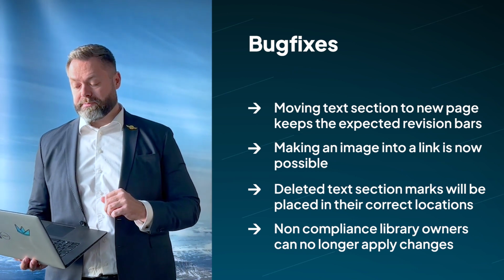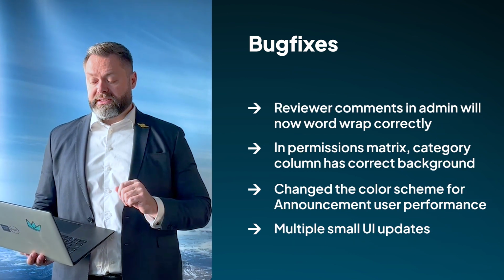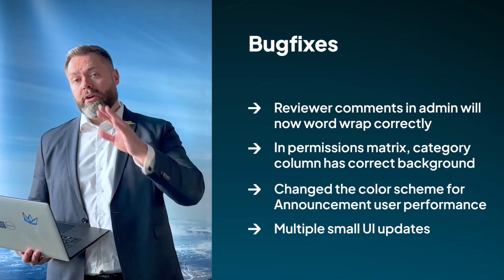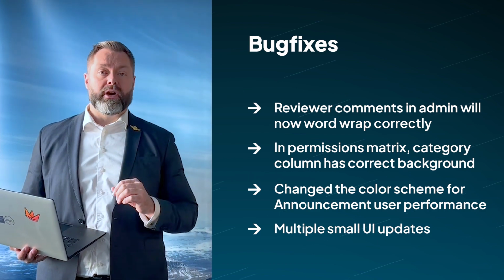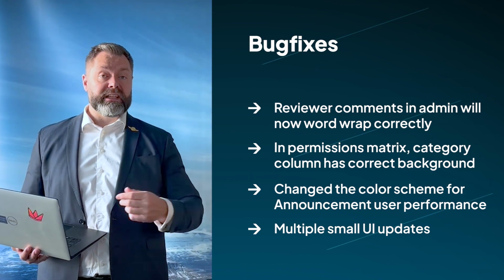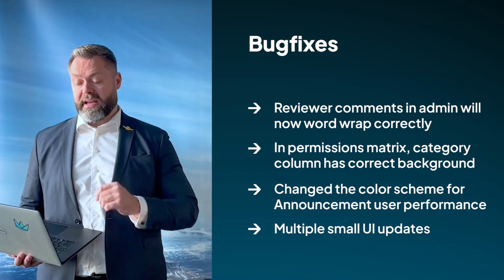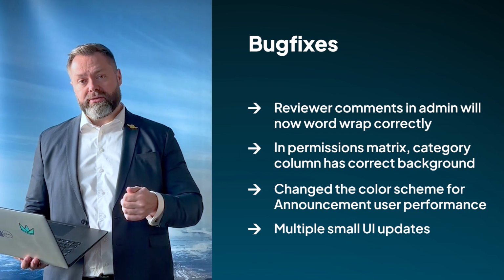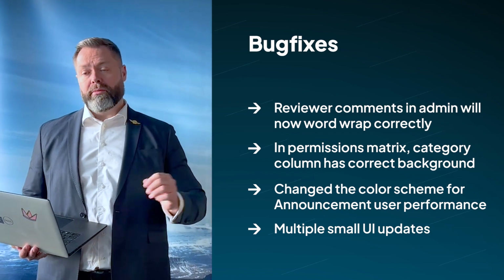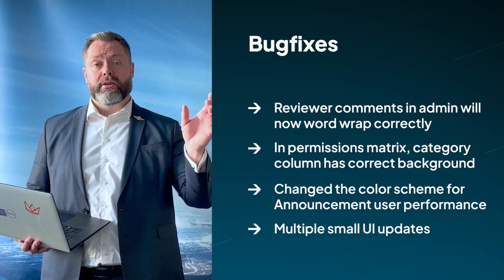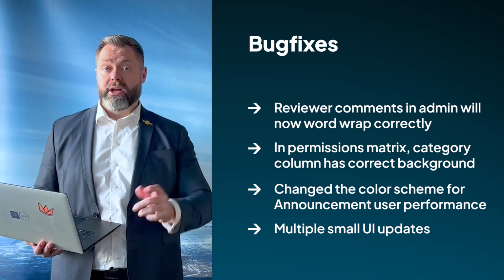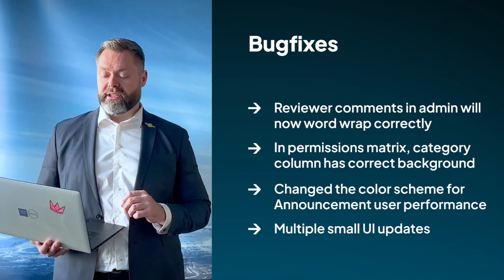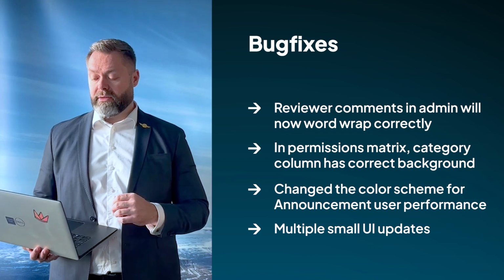Reviewer comments in the admin will now correctly word wrap, making sure that the editors can actually read the entire reviewer comment. So that is a good thing. Another thing we fixed is the permissions matrix. In there, we have the column for categories, and that used to have a transparent background. No more. So now you will actually have the correct background there.